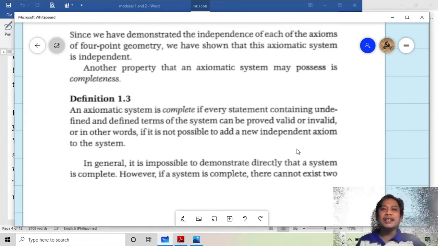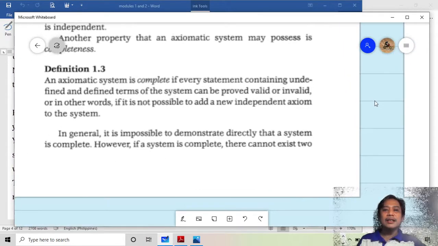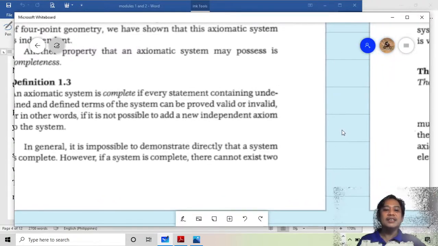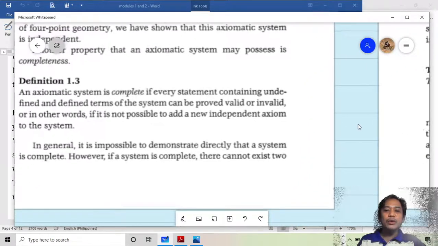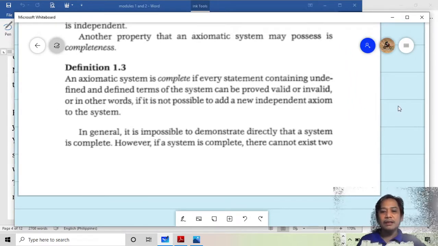Okay, generally, it is quite impossible to demonstrate the completeness of a system. Why? Because every model has to be examined. If one can show that each pair of models are basically the same to one another, that is, they are just isomorphic, then we can say that the system is complete. But that would again be almost impossible because some axiomatic systems have a large number of models.